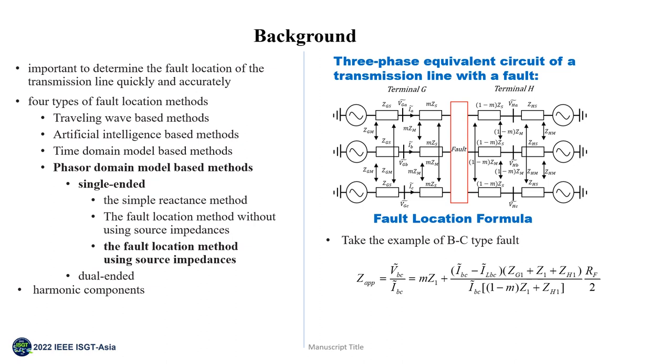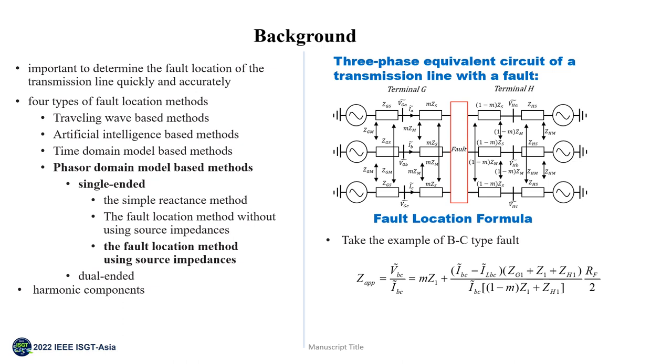Phasor domain model-based methods are the most widely adopted methods in practical power systems due to their clear physical meaning, high robustness and simplicity. In sinusoidal steady-state assumptions, the methods usually extract phasors at the fundamental frequency, formulate the phasor domain line model, and solve for fault location. These methods can be further categorized into single-ended and dual-ended methods according to the availability of measurements at the remote end of the line. Existing single-ended methods, like the simple inductance method and the fault location methods without using source impedance, are based on additional assumptions, resulting in higher fault location errors, so the fault location accuracy of single-ended methods still needs to be improved.